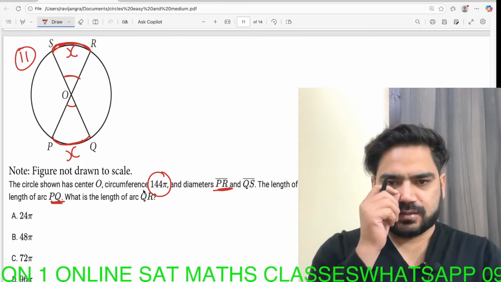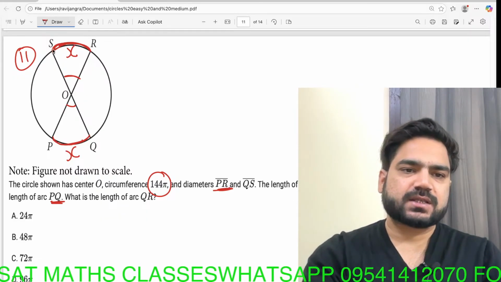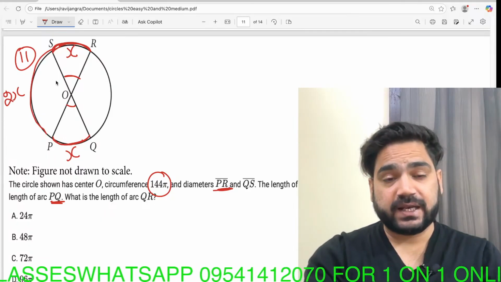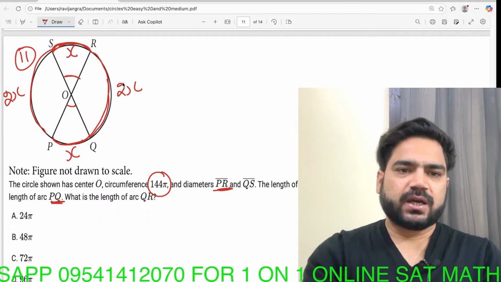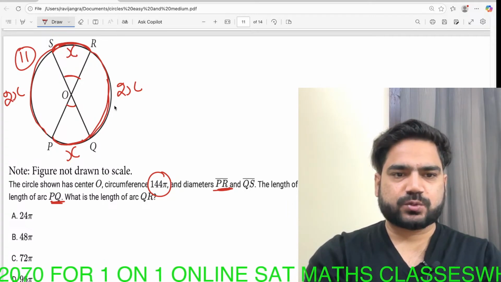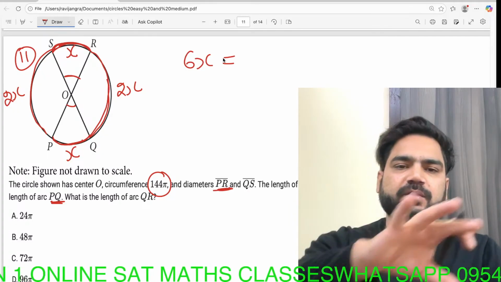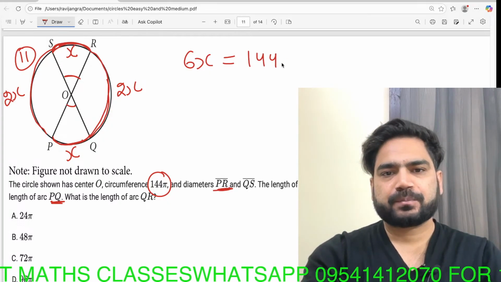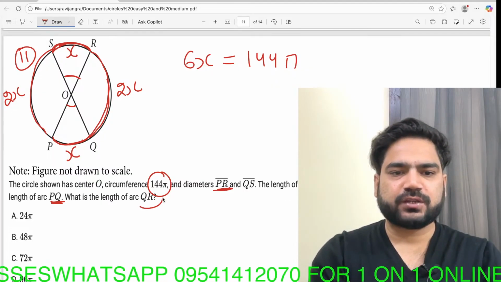So they are saying that the length of arc PS is twice of PQ. So if PQ is X, then PS will be 2X. This is X, this is 2X. And if the left hand side arc is 2X, this arc will also be 2X. And if you add all the lengths of the arcs, 2X, X, 2X, X, it will be 6X. So this is the complete circle. And if you add all the arcs, you will get the circumference, and circumference is given as 144 pi. So 6X is 144 pi, and they are asking for the length of QR.